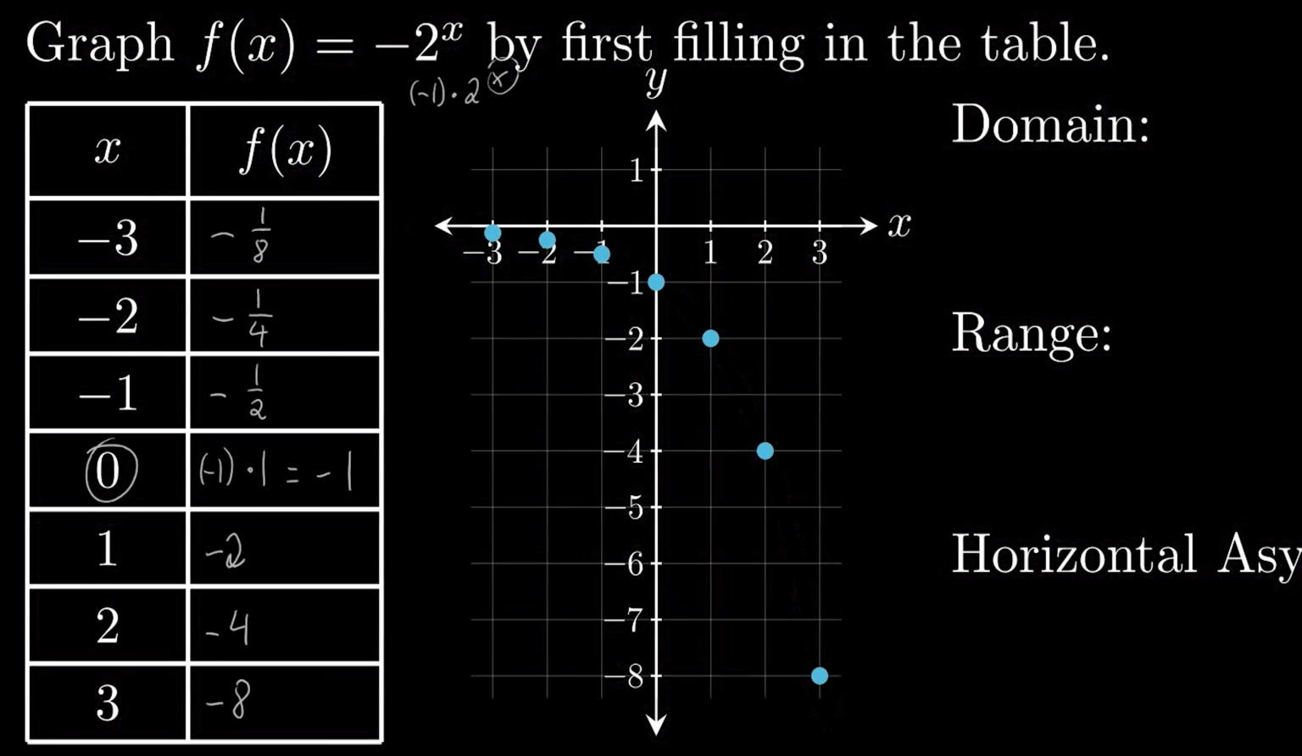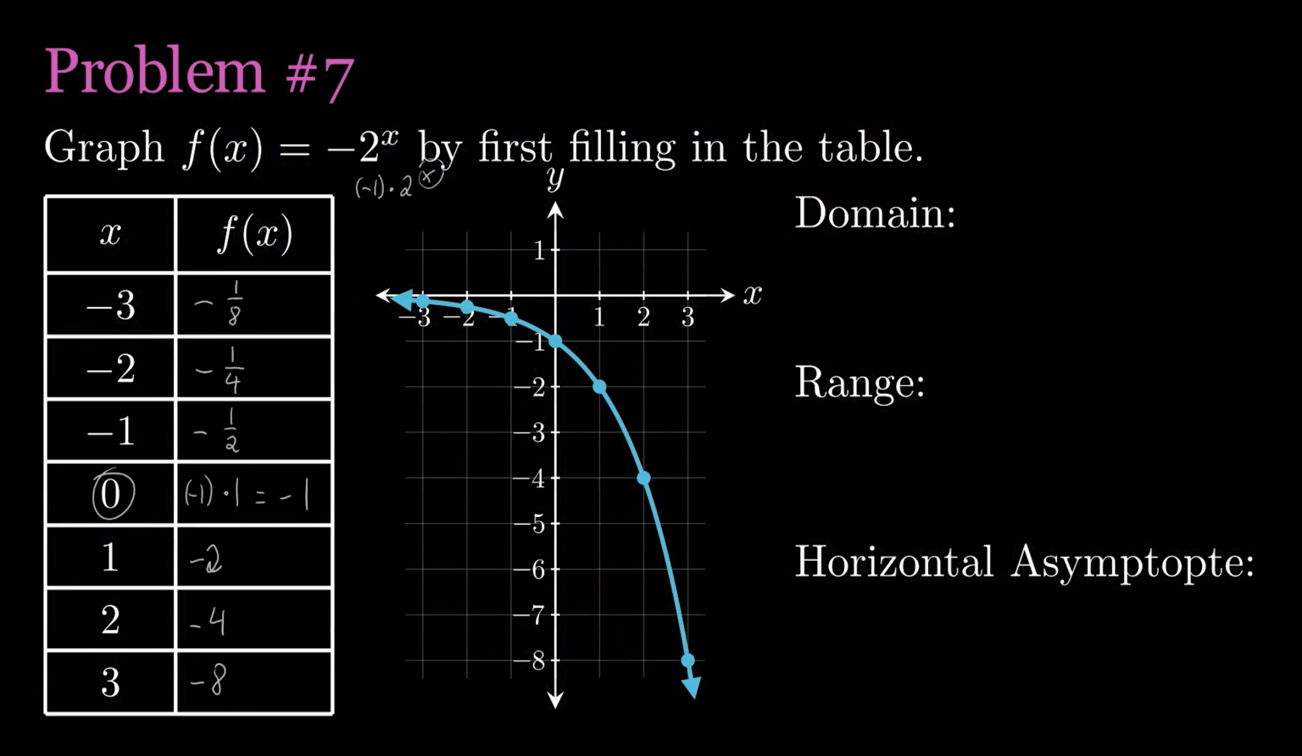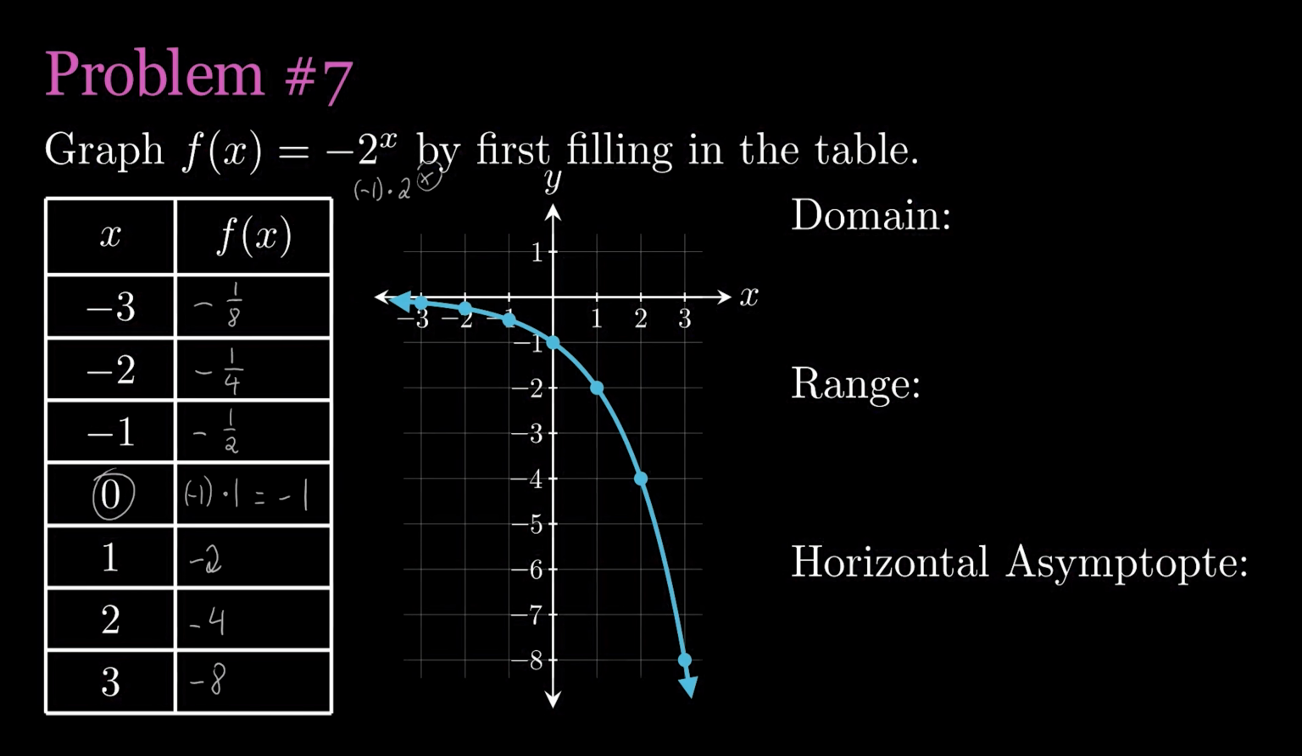Now that we have enough points on the graph, let's join them with a nice smooth curve that extends in both directions and identify the properties of our function. The domain, as for every simple exponential function, will be all real numbers from -infinity to infinity, since we don't have any constraints for the domain.